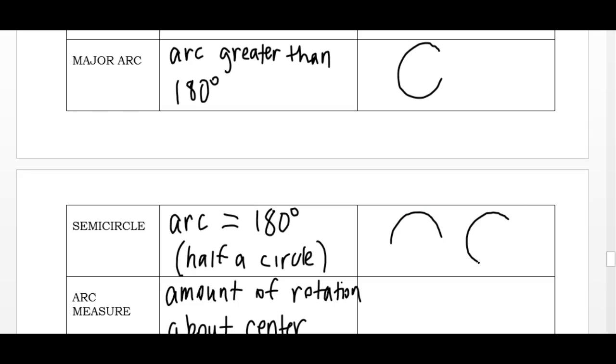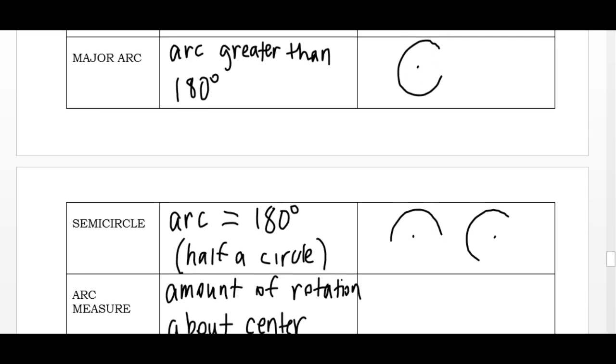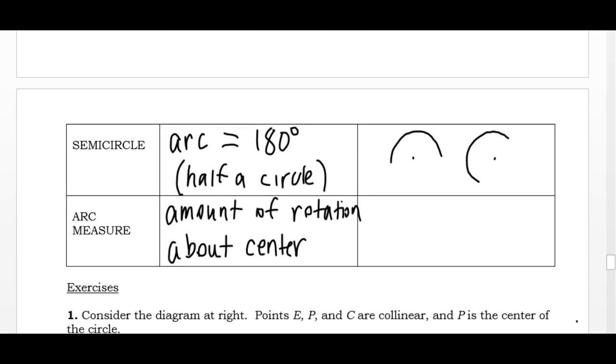And so we measure arcs the same way we measure angles. However much rotation we have about the center of the circle is how much the arc is measured. So if I have my circle here, and let's say my arc goes from here to here, however much rotation I have from that point to that point about the center, that's the measure of the arc.